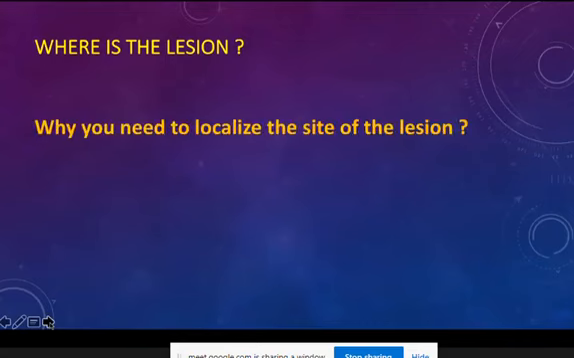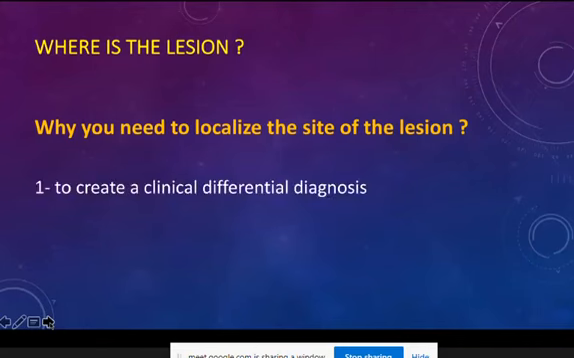Okay. Example, why do you need to localize the site of the lesion? Why do we need to do a clinical examination to localize the site of the lesion? Number one, to create a clinical differential diagnosis. Number two, to investigate the right area.